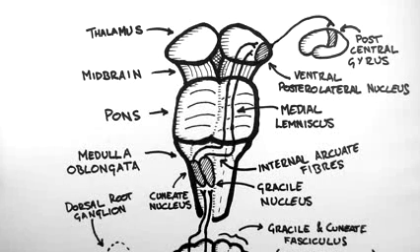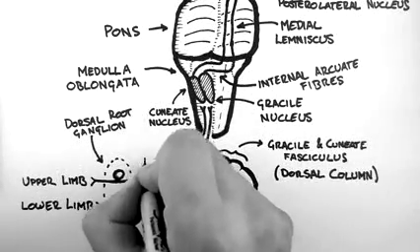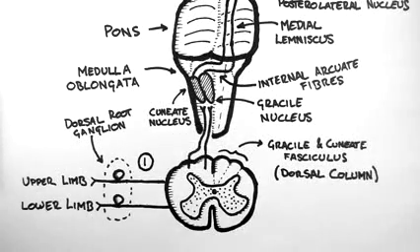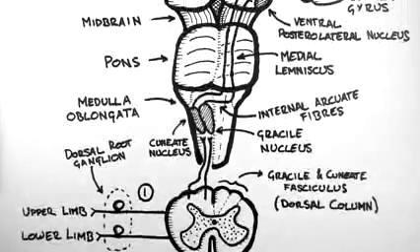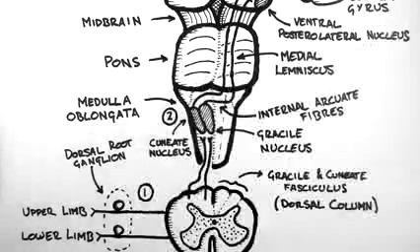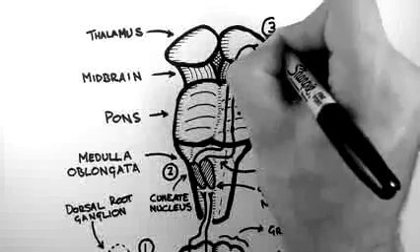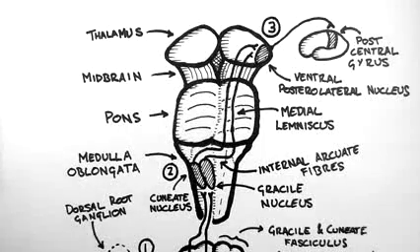The postcentral gyrus is the primary sensory area of the brain. So in total, there are 3 neurons in this pathway. The first is in the dorsal root ganglion. The second is in the cuneate or gracile nucleus. And the third is in the ventral posterolateral nucleus of the thalamus.